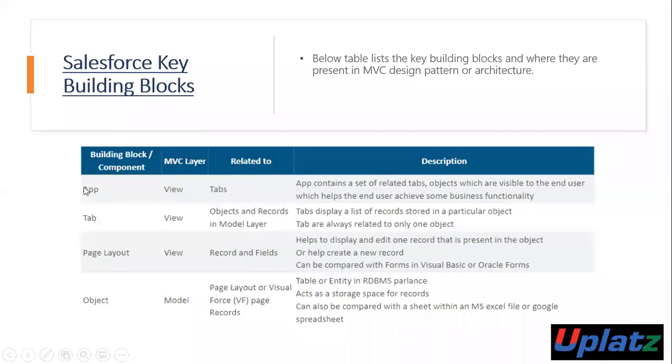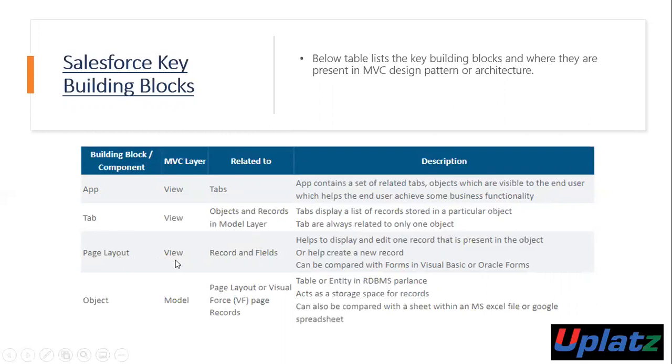Now, if we go back to slides, applications we have seen. Inside applications, we have seen tabs. Tabs are objects and records in the model layer. A tab displays a list of records stored in a particular object. Tabs are always related to only one object. As we have seen, inside tabs we have seen the Opportunity tab. In the Opportunity tab, we have seen the records in the Opportunity object.